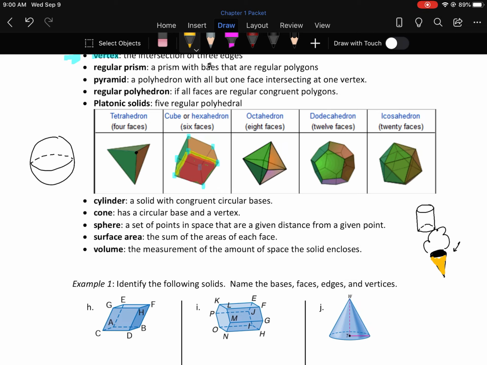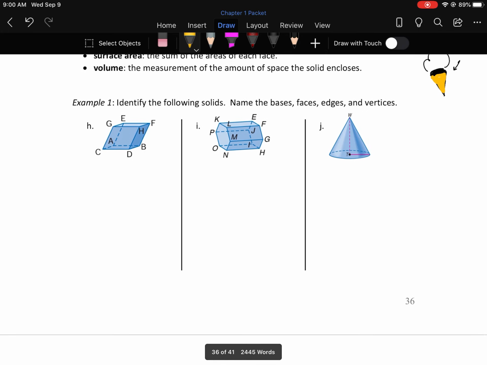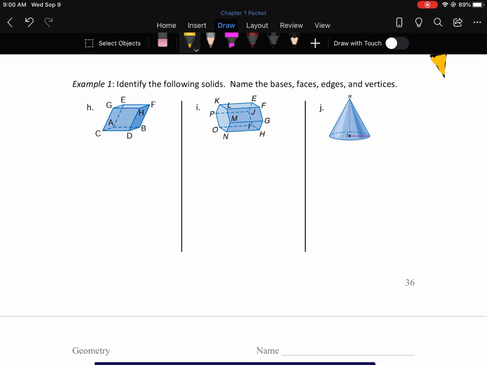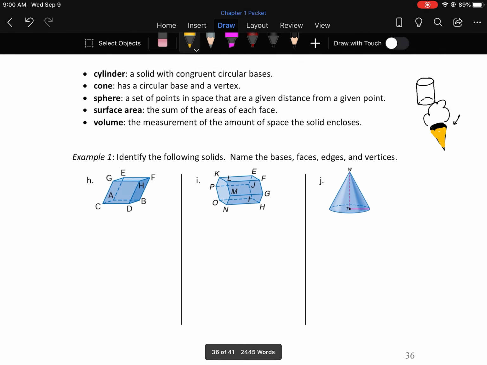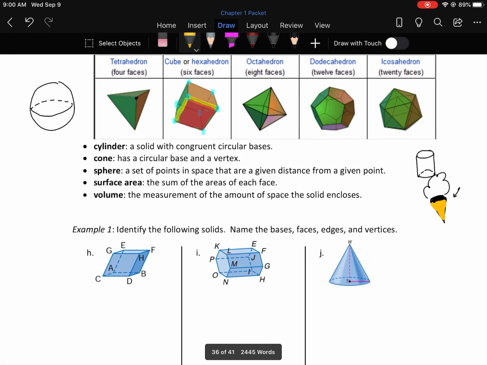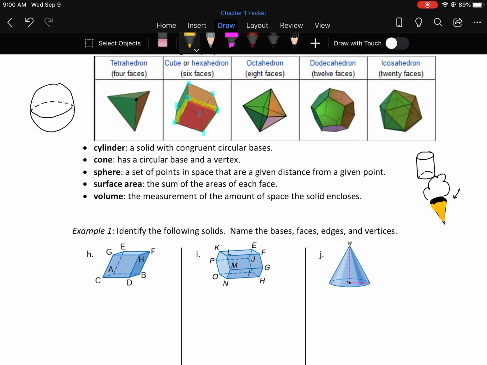And then flatten it off at the top. All right, so that's all of our definitions for today. Let's take a look at our first example. There's a little bit of writing in these first couple. So the first one says identify the solid. So maybe it's easier if we have that down there. All right, and then we have to name the bases, faces, edges, and vertices.